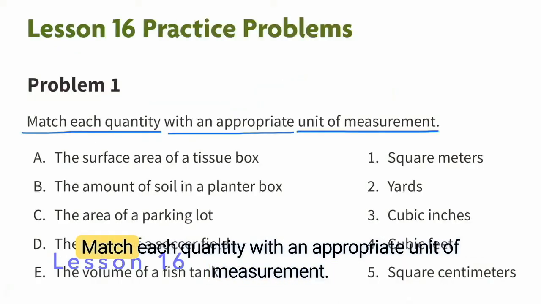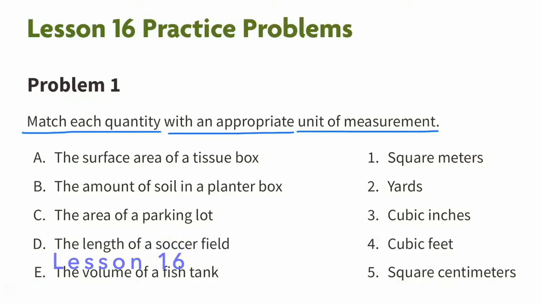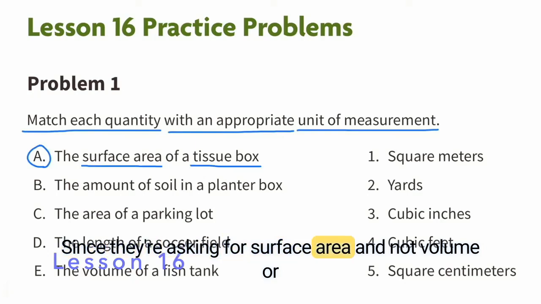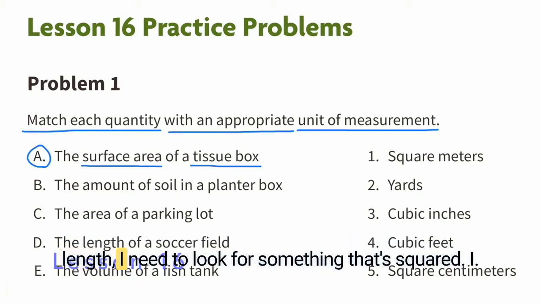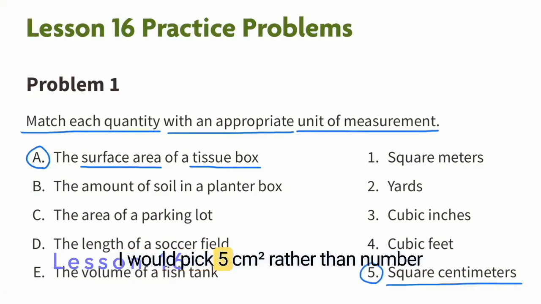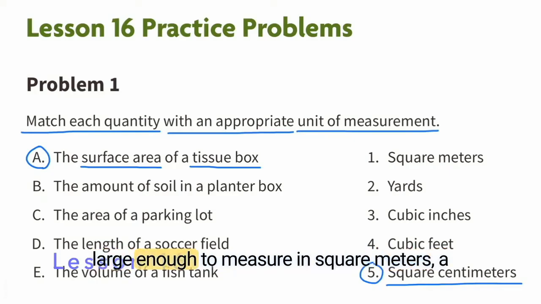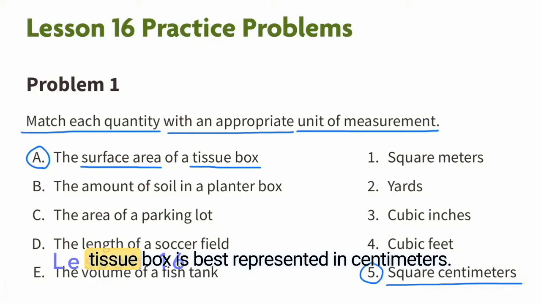Number 1. Match each quantity with an appropriate unit of measurement. A. The surface area of a tissue box. Since they're asking for surface area and not volume or length, I need to look for something that's squared. I would pick 5 square centimeters rather than number 1 square meters because a tissue box isn't large enough to measure in square meters. A tissue box is best represented in centimeters.